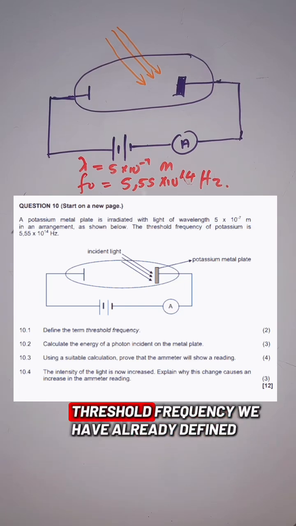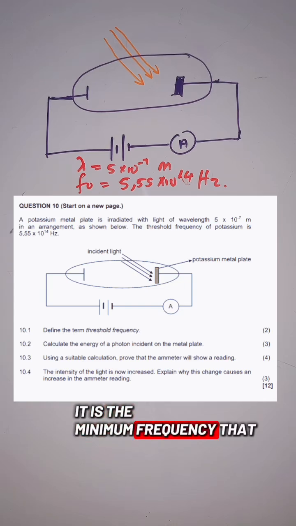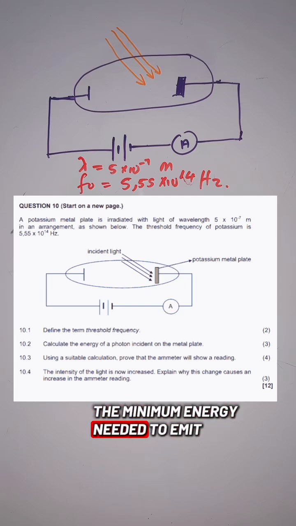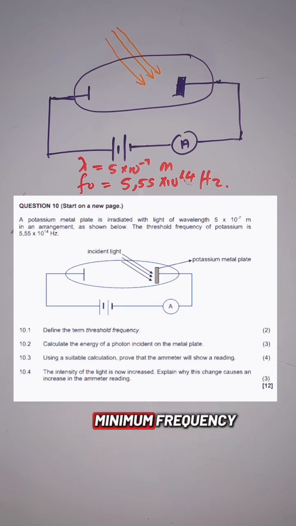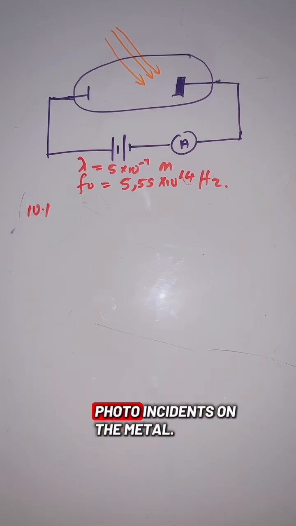threshold frequency. Threshold frequency, we have already defined it, is the minimum frequency needed to overcome the minimum energy needed to emit electrons. So that is the threshold frequency, the minimum frequency. And then calculate the energy of photons incident on the metal.